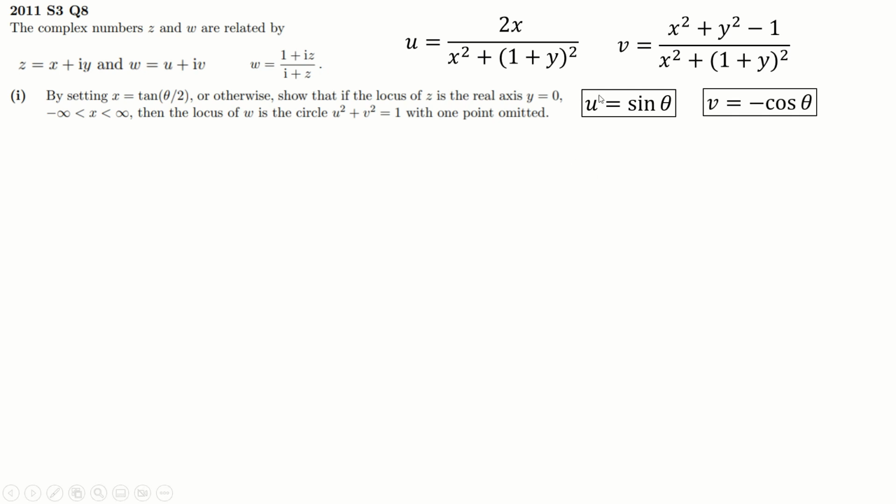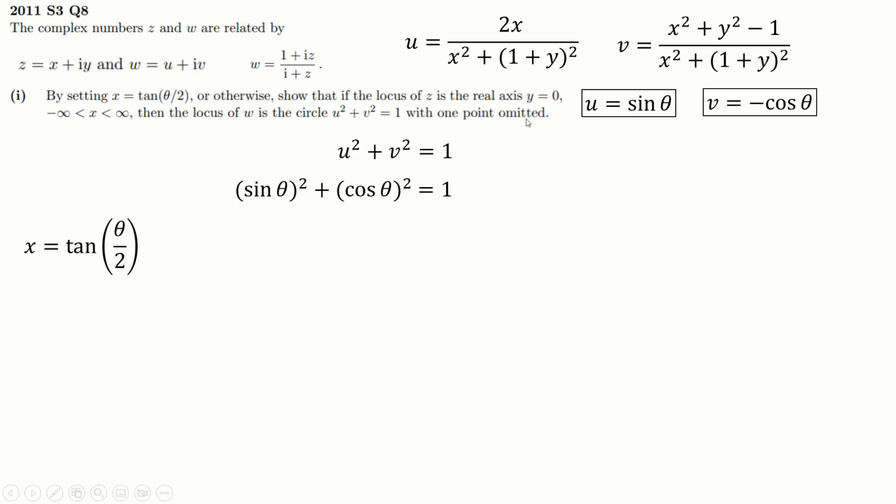And yeah, this seems like it's a locus that we can sketch. It doesn't actually ask us to sketch it, but I don't care. We can sketch it anyway. We get, of course, that sine squared plus minus cos squared is equal to 1. I should have maybe written these the other way around, but whatever, it's fine. U squared plus V squared is 1 from here because of this line, so fine.